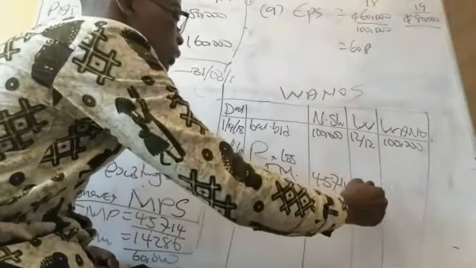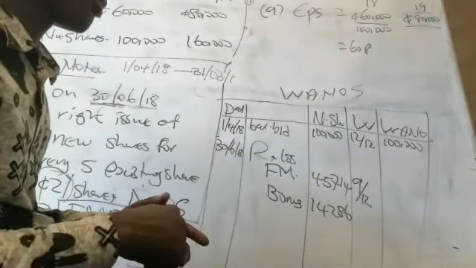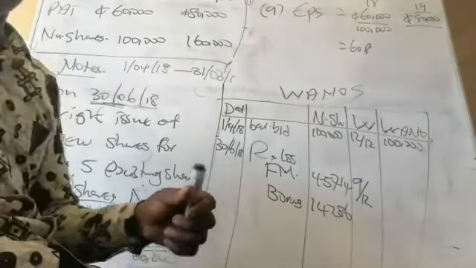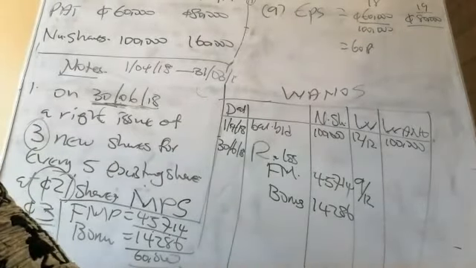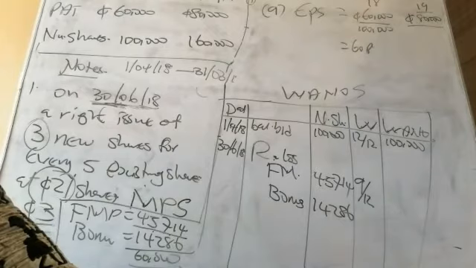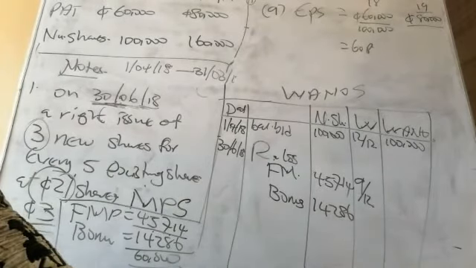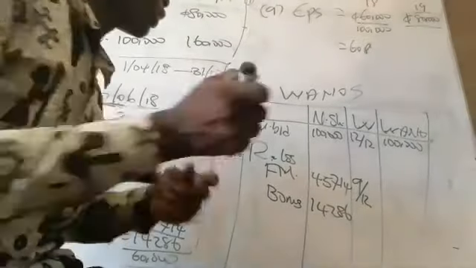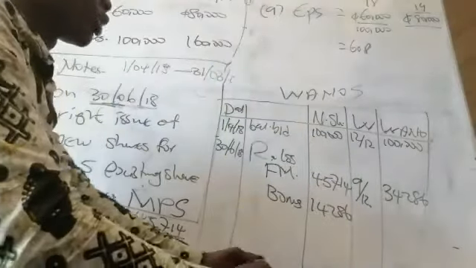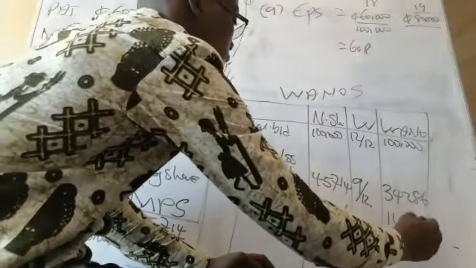And we said it's 9 months, so 9 out of 12. You take 9 months of this figure and put it there. 9 divided by 12 gives us 75% times 45,714. That will give us 34,286, to the nearest whole number. But for the bonus, we don't weight it, so put 14,286 together.